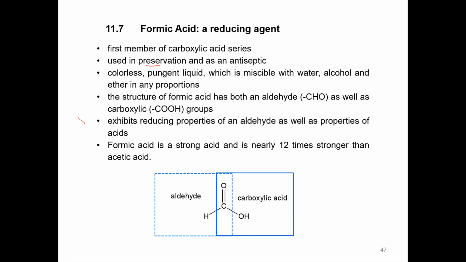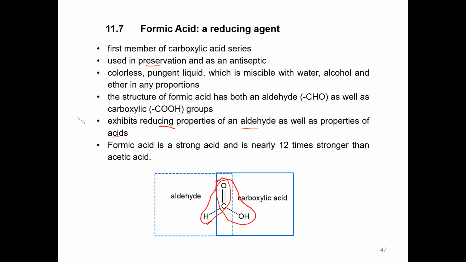Okay, so the structure of formic acid has both an aldehyde as well as carboxylic acid. So kalau perasan, this part is aldehyde part. Okay, ini kawasan aldehyde and this is carboxylic acid. So dia ada dua jenis properties. Okay, ada aldehyde, ada carboxylic acid juga. So exhibit reducing properties of an aldehyde as well as properties of acid. Inilah yang tadi saya cakap. Dia ada properties of aldehyde and properties of carboxylic acid.